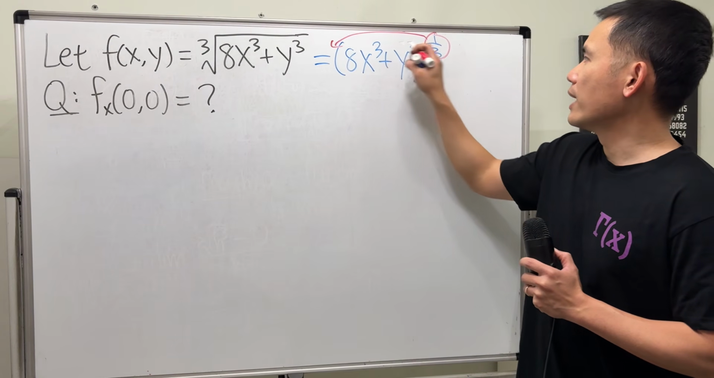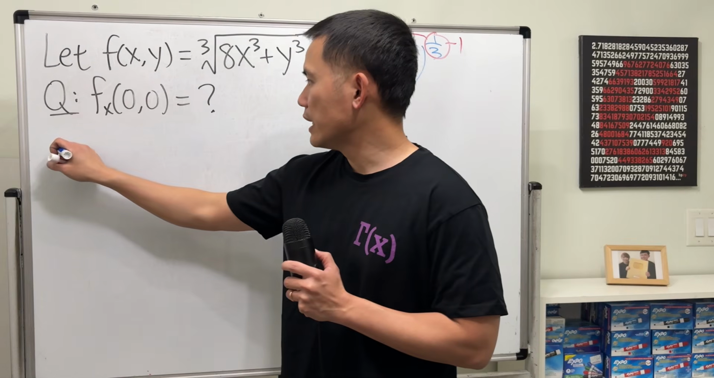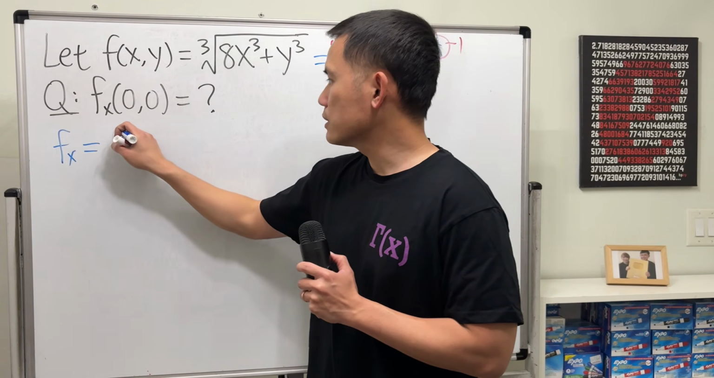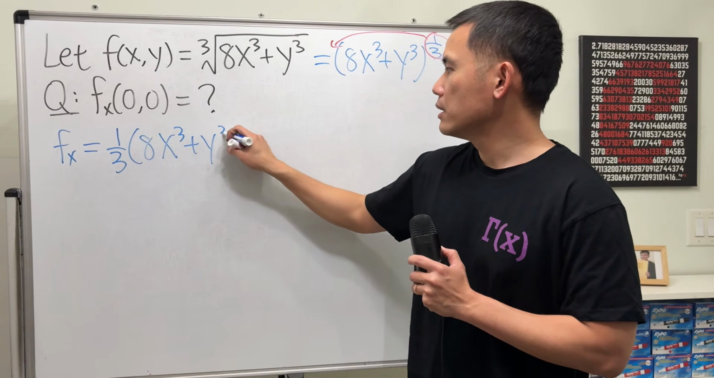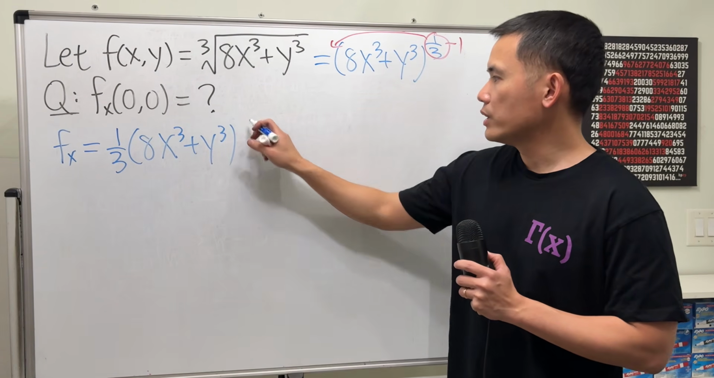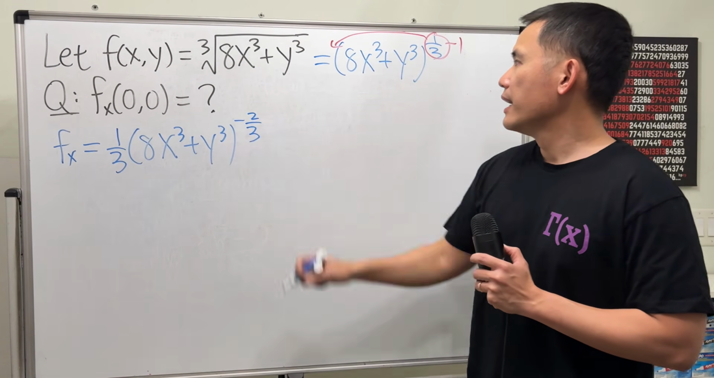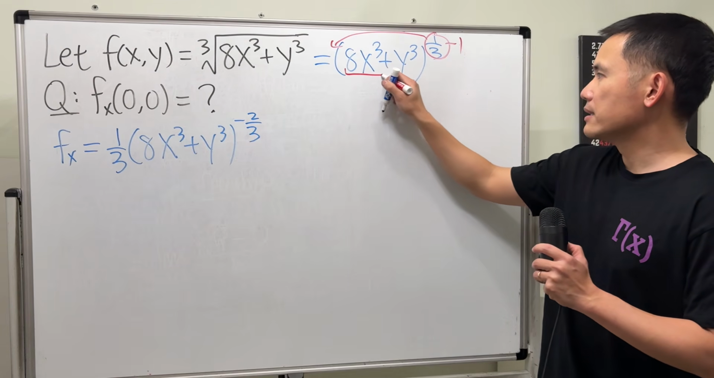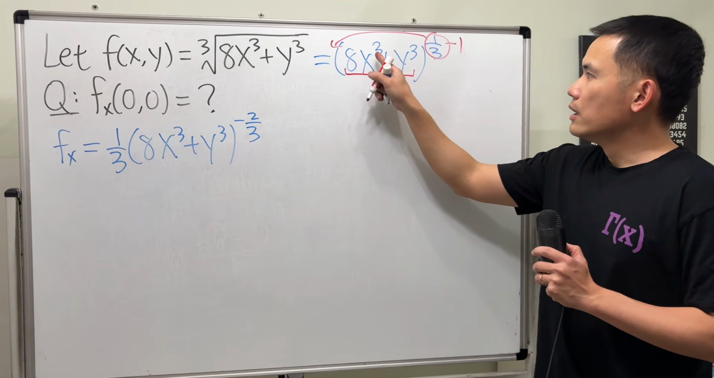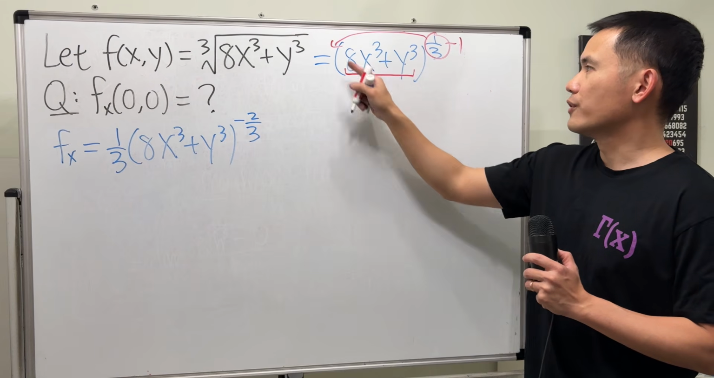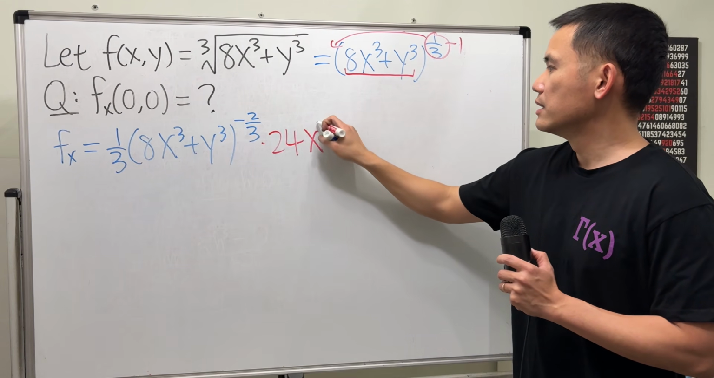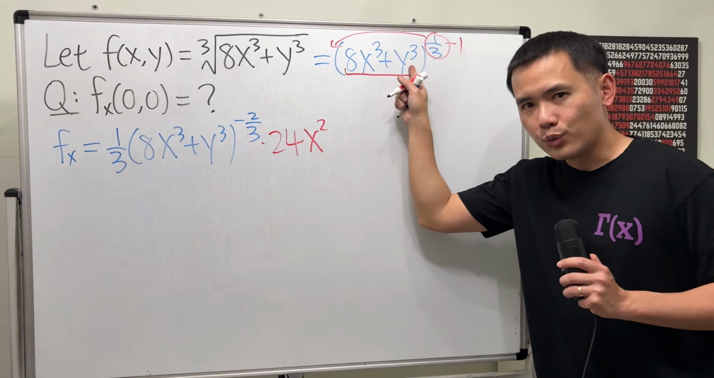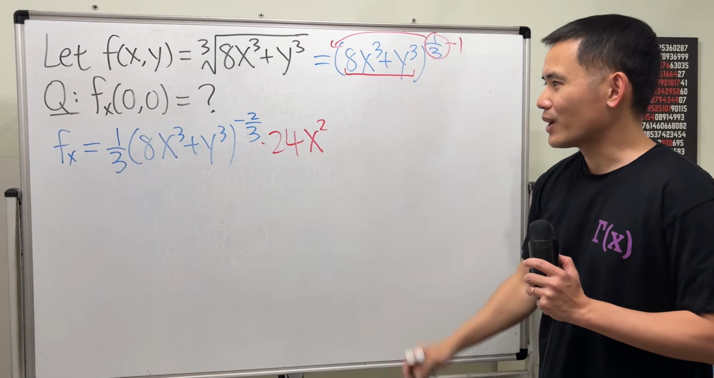Bring the power to the front, minus 1. So we get f sub x equals 1/3 (8x cubed plus y cubed), and 1/3 minus 1 gives us negative 2/3. And then use the chain rule, multiply by the derivative on the inside with respect to x. So bring the 3 to the front, so that's 24, and then we have x squared. The derivative of y cubed with respect to x is 0 because it's just y.